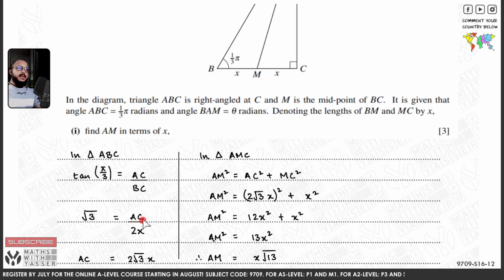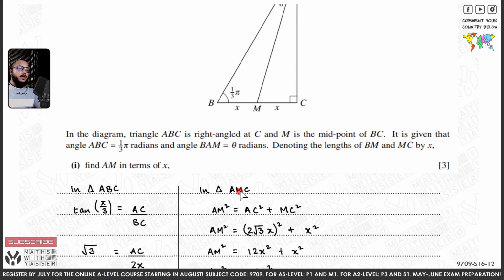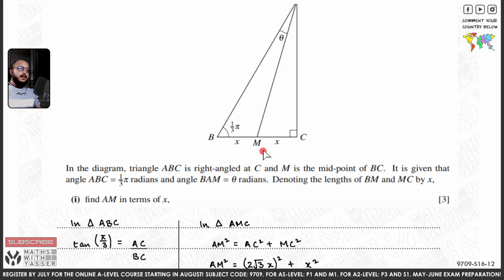This will be equal to AC, which we don't know, over BC, which is x plus x, which is 2x. That means AC must be 2 root 3 x. And in triangle AMC, now we are considering this triangle AMC.